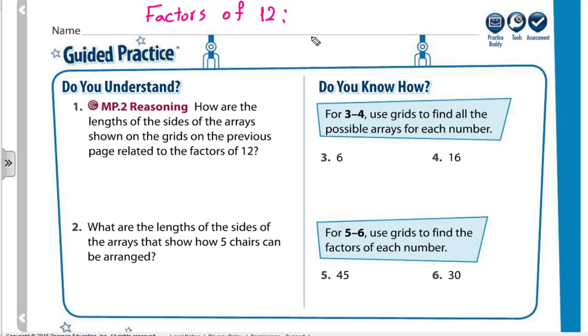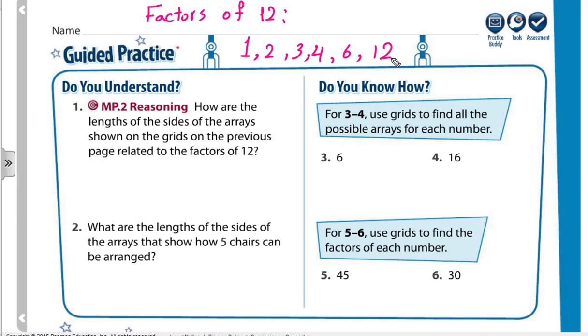Okay, Malik, the factors of 12 according to the video. Can you tell me? Yes. 1, 2, 3, 4, 6, and 12. Wow, I like my heroes. Malik told me the factors arranged from the smallest to the biggest.